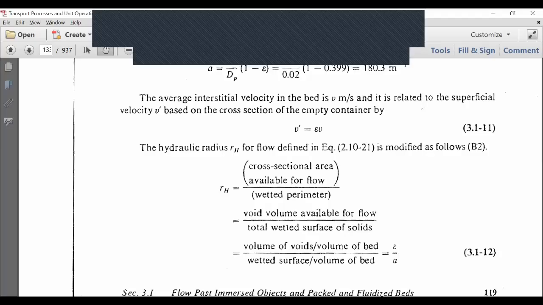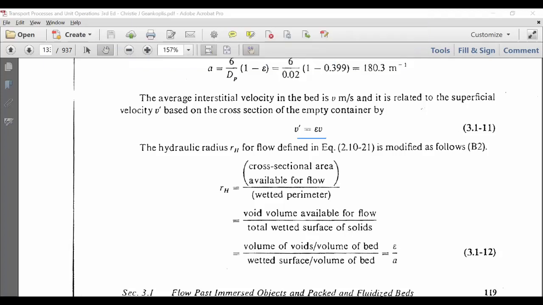3.111 here is the correlation equation for interstitial and superficial velocities. Then to find the hydraulic radius, or RH, we will use the cross-sectional area available for flow divided by wetted perimeter. Or we can also say that it's epsilon, volume of voids, divided by A.